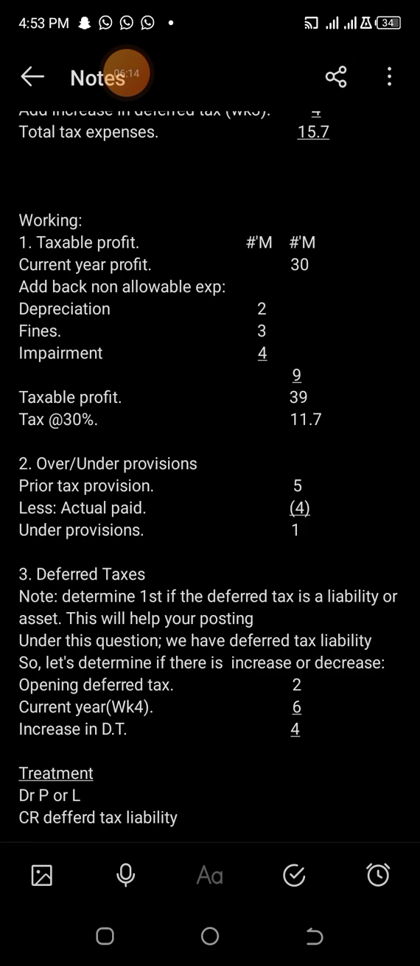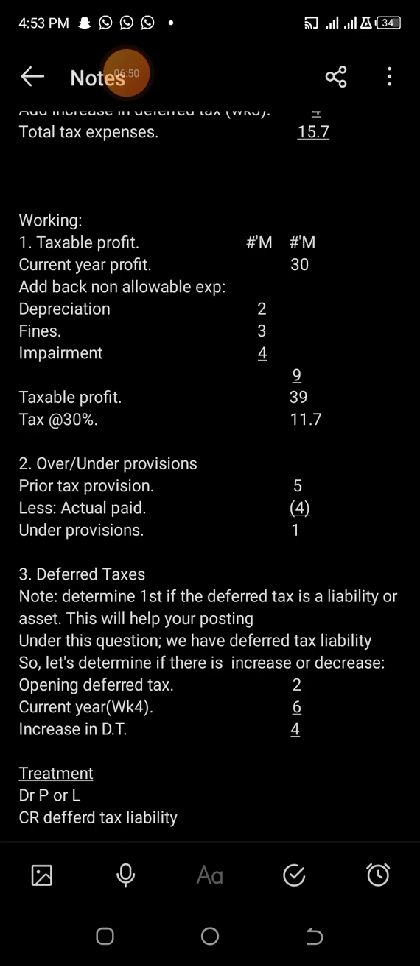We were told that the taxable profit, the current year profit, is 30 million. But there are adjustments that need to be made before you can charge your tax. Because, for instance, depreciation is not an allowable expense. Fines is not an allowable expense. Impairment is not an allowable expense. So you have to add them back to the profit. And that's what we have just done here. We add them back, and the total that we got, 2 plus 3 plus 4, is 9. When you add 9 plus 30, you have 39.